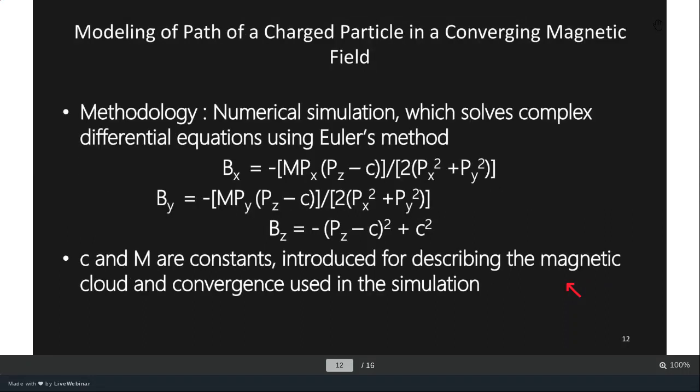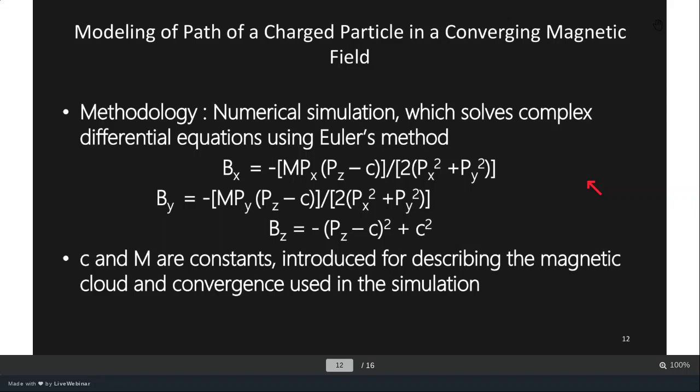And let me walk you through the numerical modeling, which I have done as a part of my master's project. The work mainly aims to model the path of a charged particle in a converging magnetic field as in a magnetic mirror. It is written as a computer code in Python, which numerically solves complex differential equations using Euler's method.